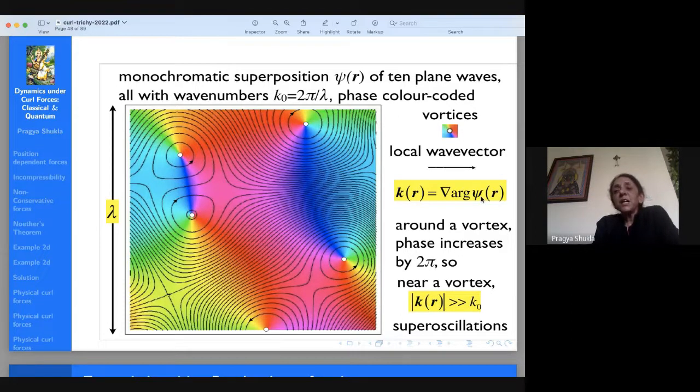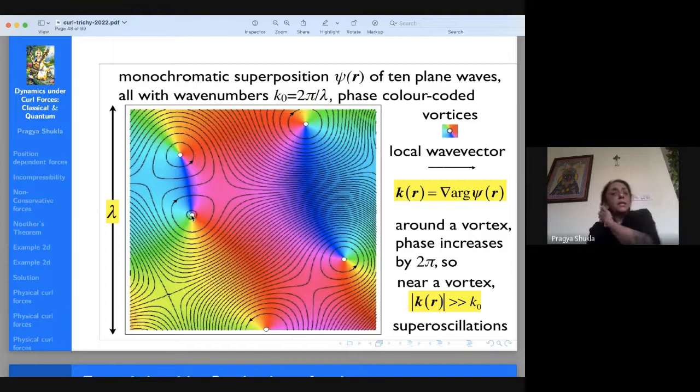As I said, psi(r) equal to 0 corresponds to the origin of the optical vortex, x equal to 0, y equal to 0. So these are the origins of the optical vortices. And as you see, near the origin of the optical vortices, the phase is changing very rapidly because all kinds of colors are mixing there.